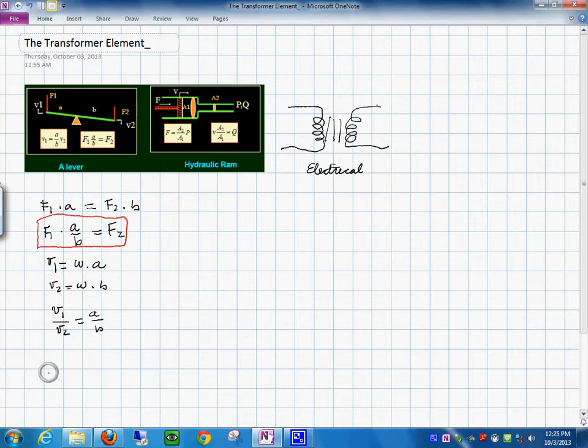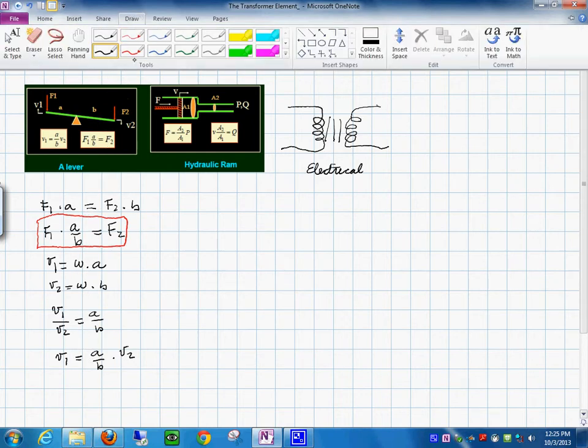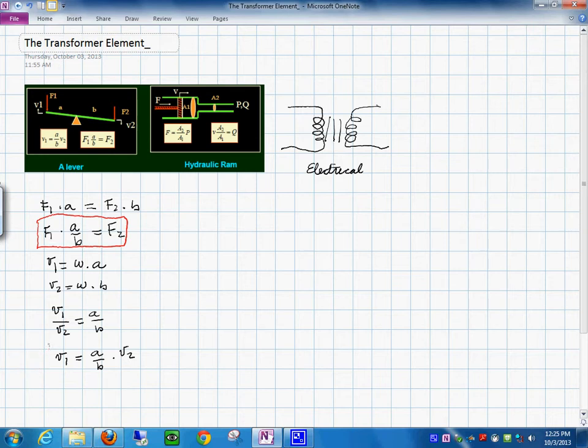Or you could say that the velocity V1 is equal to the lever ratio A over B times V2. And that is going to be our second equation, see? There you go. Let's do the one over here on this side. So we keep the equations going first.